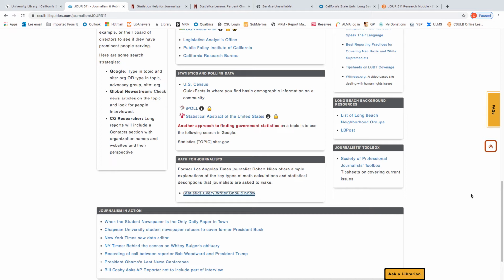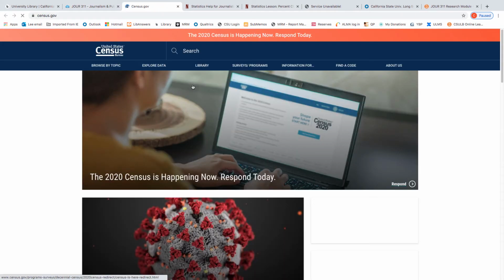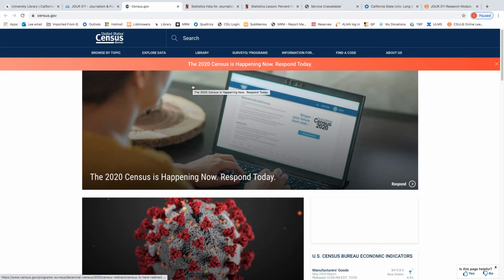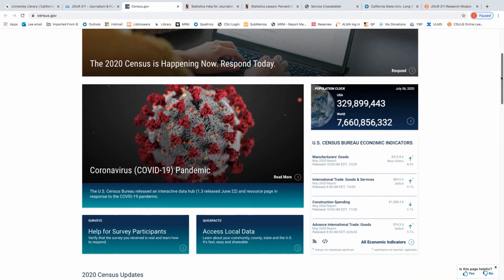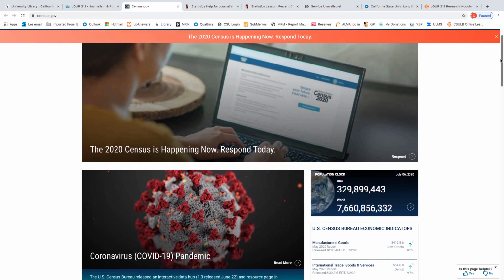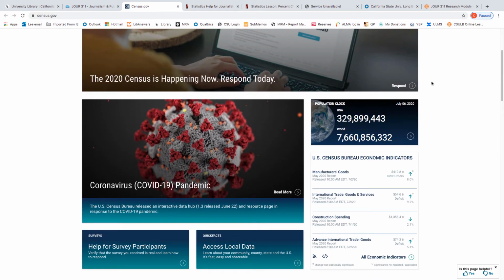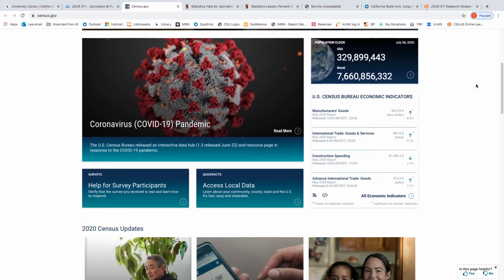The first one is the U.S. Census. The basic U.S. Census information is information that you have to know how to gather from the time you're an intern. You don't want to be even in an internship situation where you don't know how to find basic demographic information about a community.